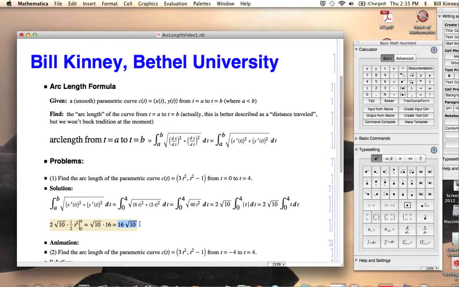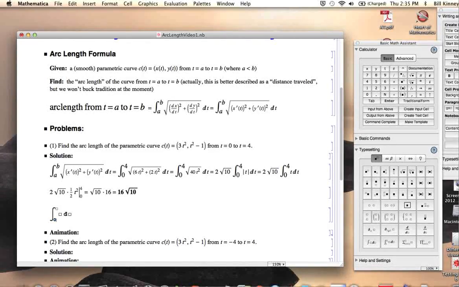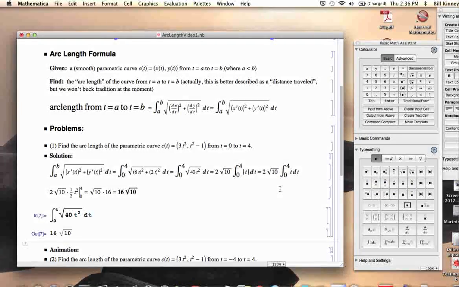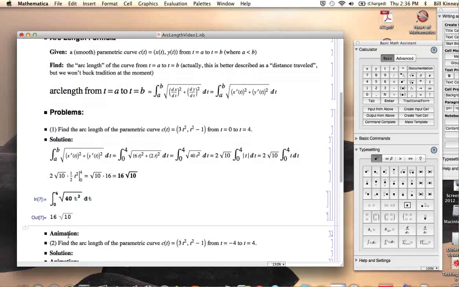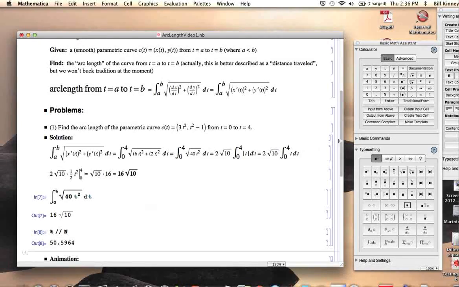I am in a Mathematica notebook, in case you haven't noticed. So we certainly could check that, at least the integral calculation, by being in input mode and going ahead and having Mathematica calculate what we just did here, the integral we just did, square root of 40t squared dt, the unsimplified version. There we go, 16 square root of 10. And I can also approximate that. That previous output can be approximated to be about 50.5964.